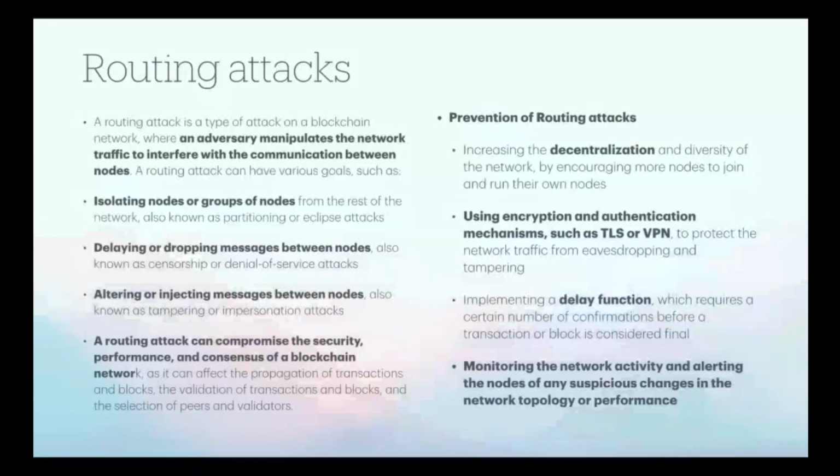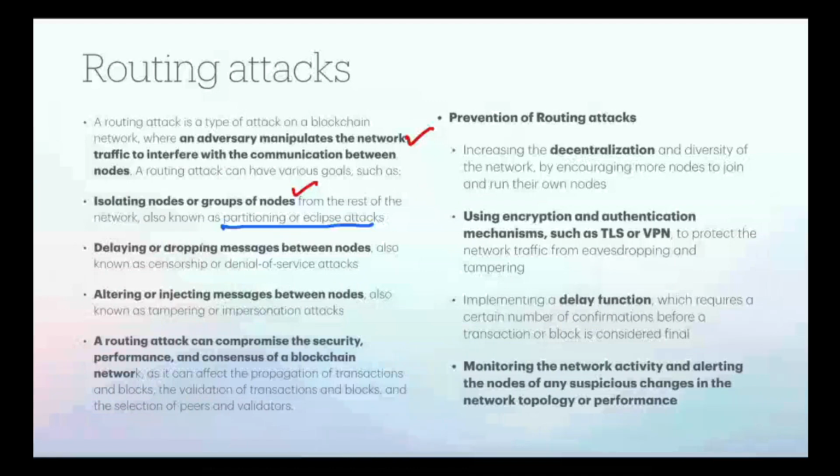This is technically a networking matter. All the other things happen on the chain, on the nodes and the blocks in the chain, but this attack happens on the network. An adversary manipulates the network traffic to interfere with the communication between the nodes. So between node to node communication, the traffic gets corrupted, and this is done by the adversaries or other attackers, isolating the nodes or groups of nodes. Generally they make the nodes isolated, and the group of nodes is isolated from the rest of the network, also known as partitioning or eclipse attacks. So generally they are called eclipse attacks.